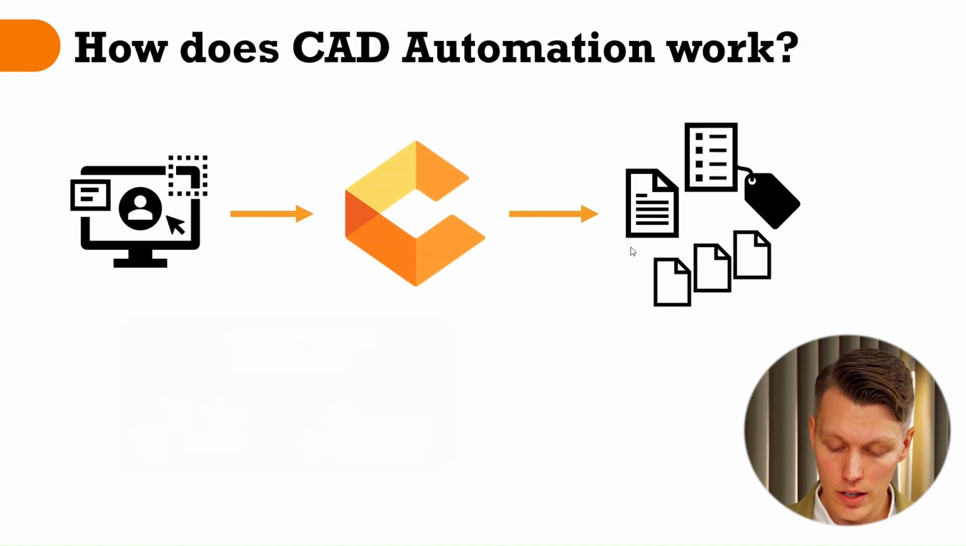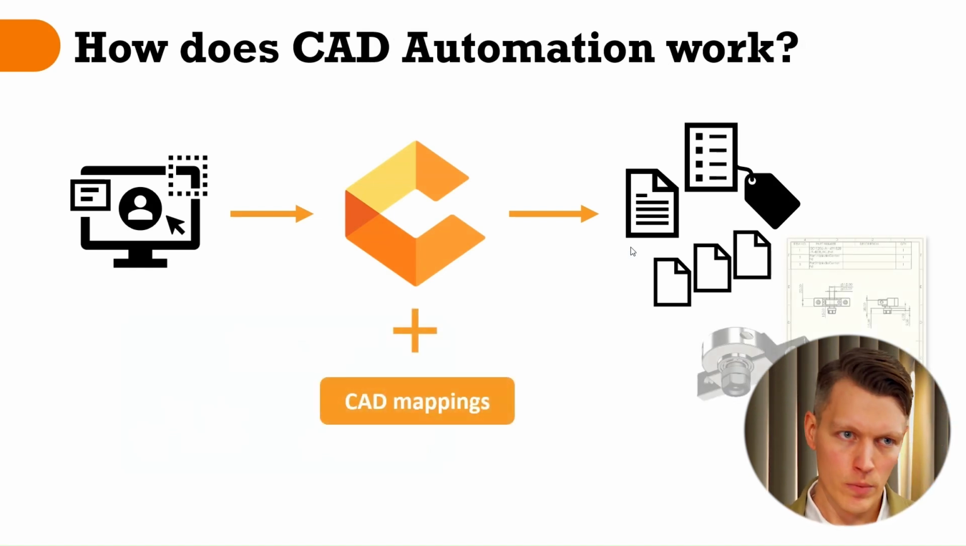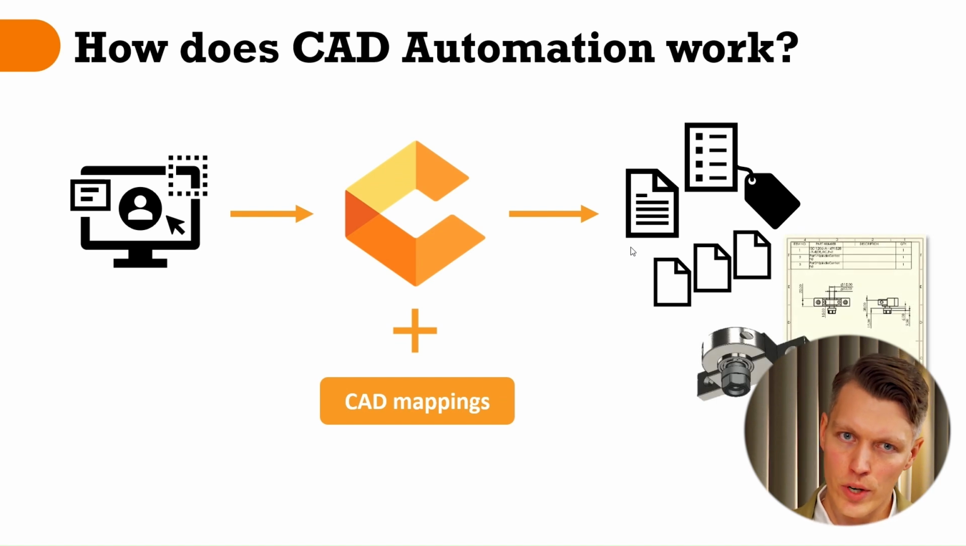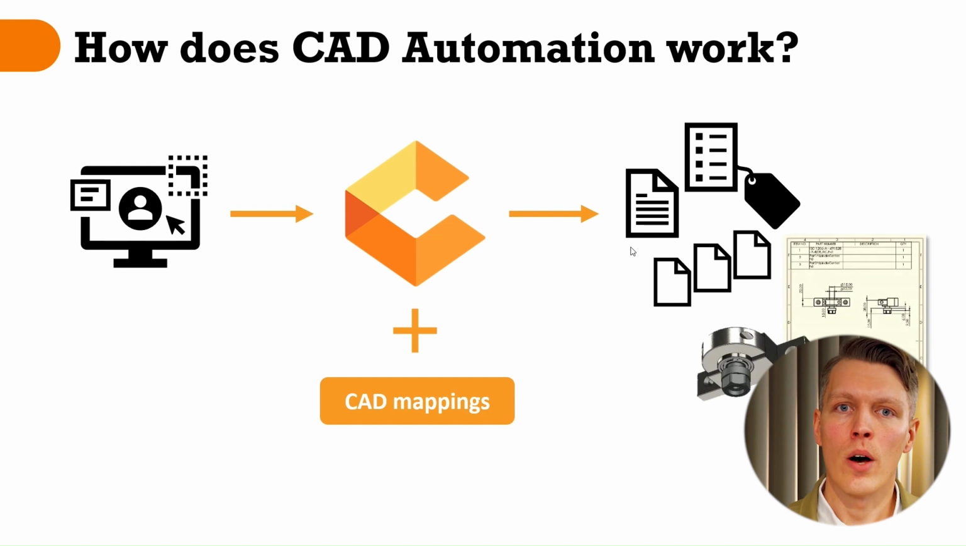What CAD automation really is, or how it works, is that we add a connection between our CAD assembly and our configuration model. We call that mappings. And when we add our mappings to our configuration model, we can add these CAD documents as a result out of that.